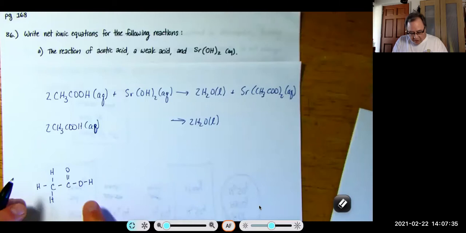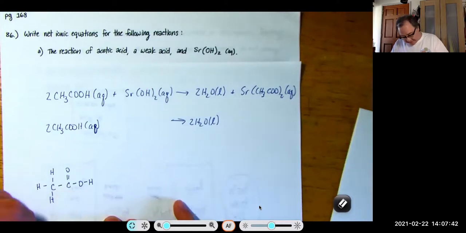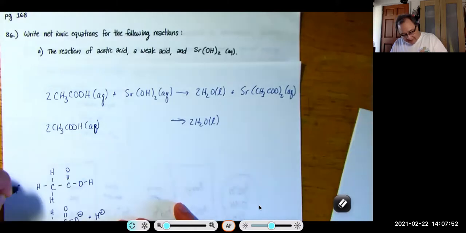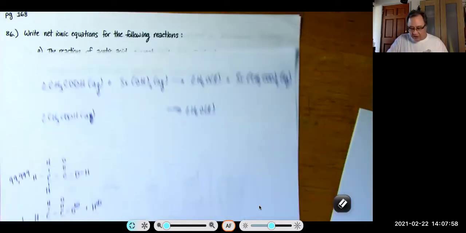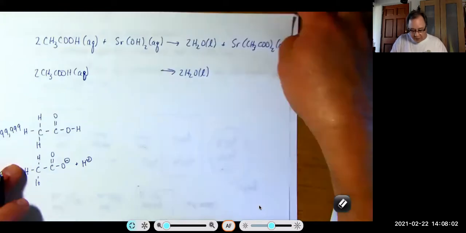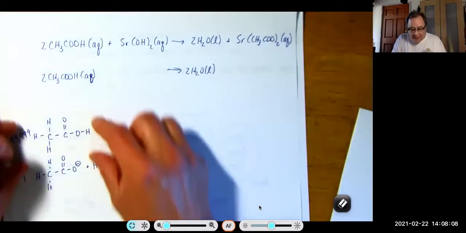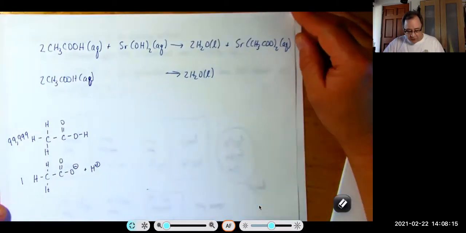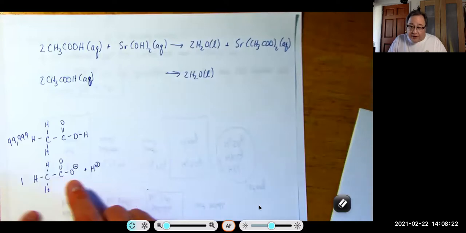So if 99,999 look like this, and one of them looks like this, so 99,999 and 1. What drawing should we draw to represent it? Should we draw this one or this one? The top one. So if we do the top one, then we write the formula out as is. We don't write two separate things. So that's what you do for weak acids. Okay. Strong acids, it's the reverse. It's like 99,999 and 1. So you write it out this way, two separate ions, okay?